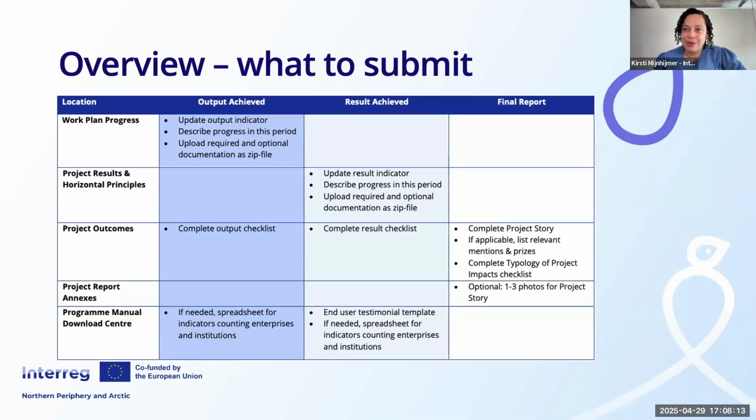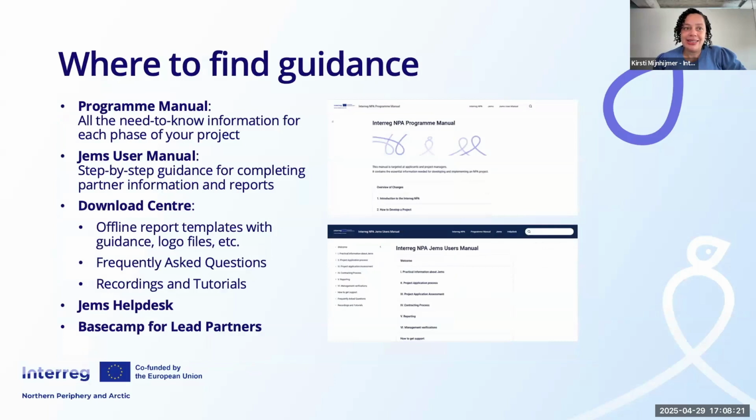Hopefully this gives a good overview of the different elements and what to submit where. You can find further guidance in the program manual, in the Jems user manual. And as already indicated, you can find templates and guidance in the download center. There's always the Jems help desk, as well as Basecamp for lead partners.